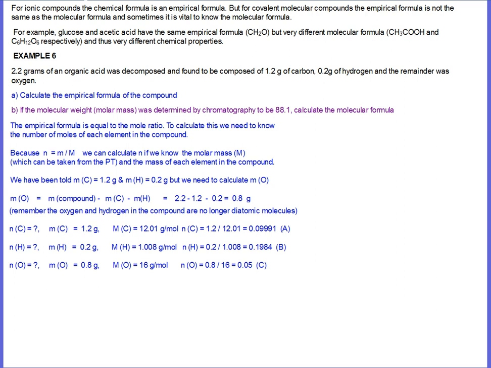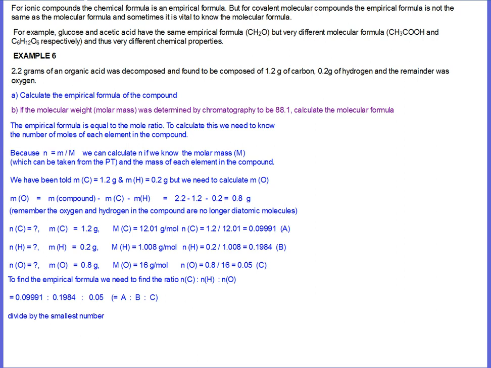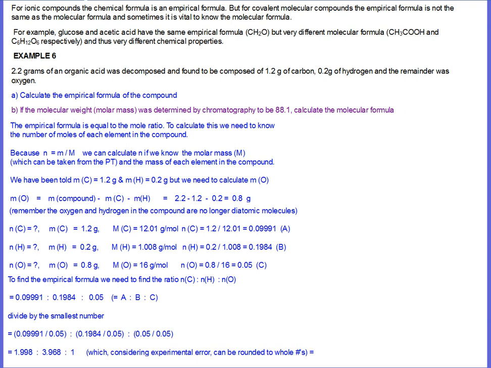Now we need to find the empirical formula, which is just like we did before. We need to find the ratio of moles, the number of moles of carbon to hydrogen to oxygen. In this case, it's going to be 0.9991 to 0.1984 to 0.05, or A to B to C in your calculator. And just like before, to find that as a simple whole number ratio, we've got to divide by the smallest number, which in this case is 0.05, the oxygen ratio.